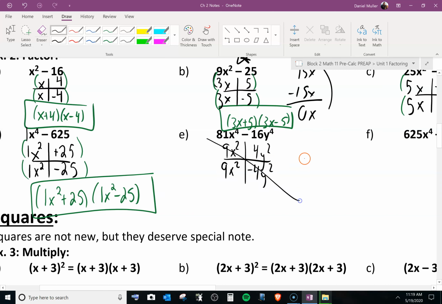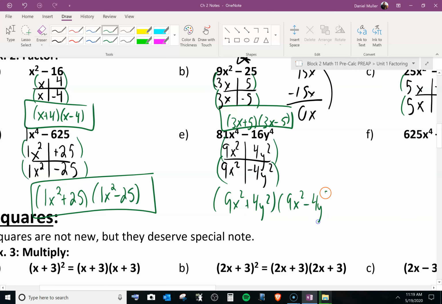So my diagonals are negative 36 x squared y squared and positive 36 x squared y squared, which get me a 0 x squared y squared, and 0 times anything is just gone, and my middle term is indeed gone. So that's all there is to it. You have a 9x squared plus 4y squared and a 9x squared minus 4y squared.